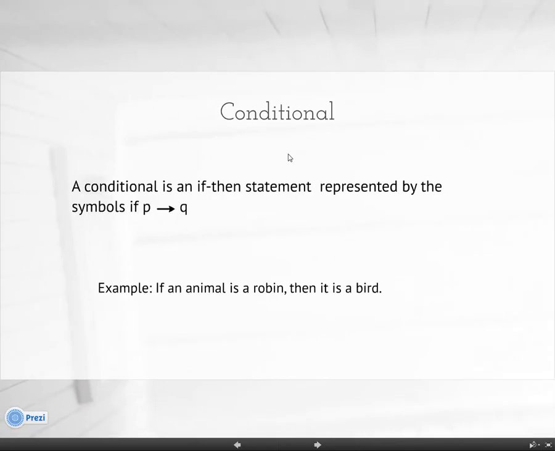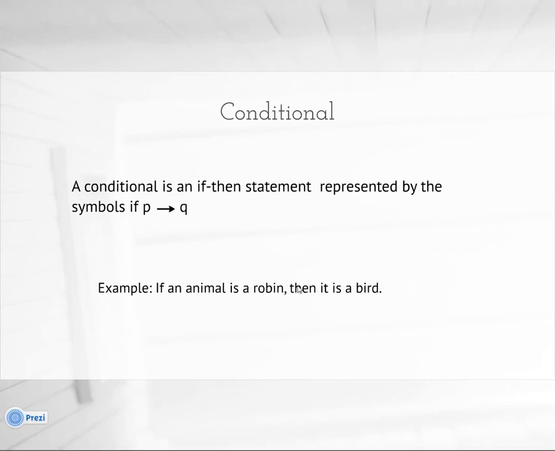A conditional is an if-then statement represented by the symbols if P, then Q. This little arrow represents a then symbol. So an example of this would be if an animal is a robin, then it is a bird. You see how I have the if, and you see how I have the then? Conditional statements are always in the if-then form.